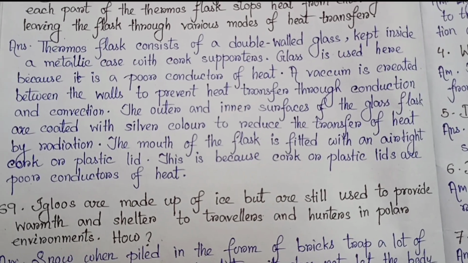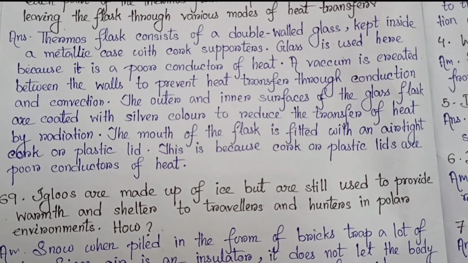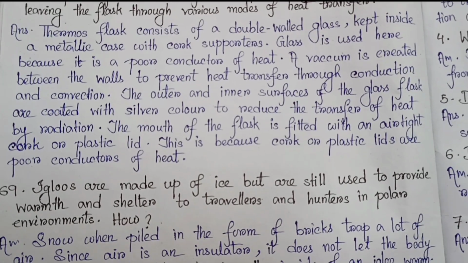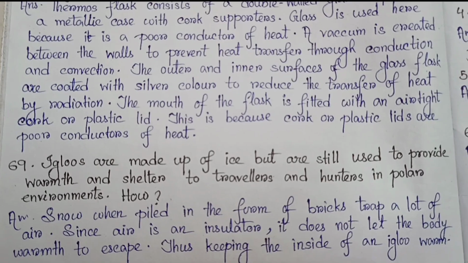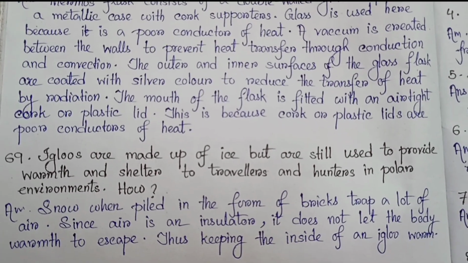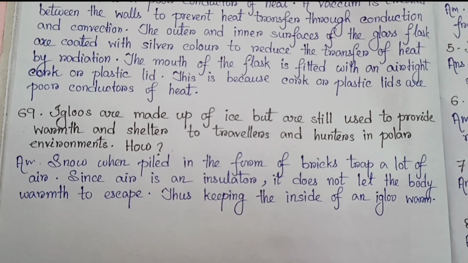The outer and inner surfaces of the glass flask are coated with silver color to reduce the transfer of heat by radiation. The mouth of the flask is fitted with an airtight cork or flask lid. This is because cork or plastic lids are poor conductors of heat.